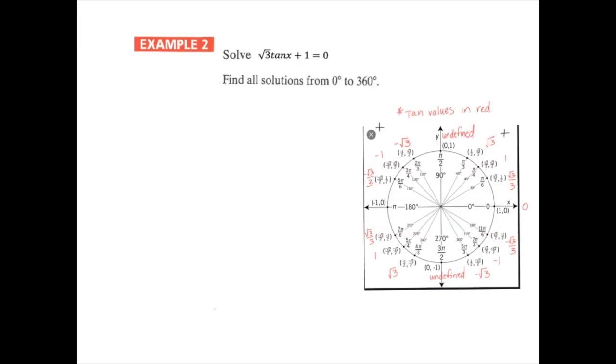So as you can see around my unit circle, in red, I've written all of the tangent values for each angle. This will help us as we go through to solve this equation. So we're solving an equation involving tangent. We're going to approach the problem similar to the last one, where our first goal is to isolate tangent of x. So I'm going to go ahead and use my normal algebraic steps, subtracting 1, and then dividing by root 3.